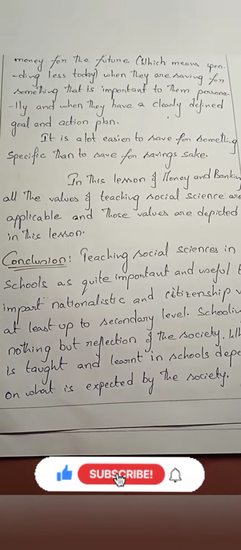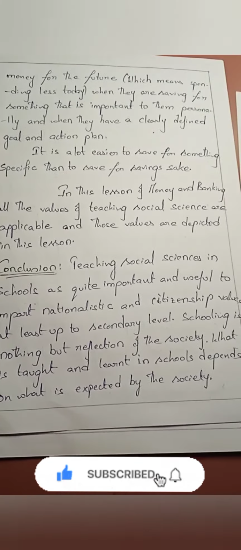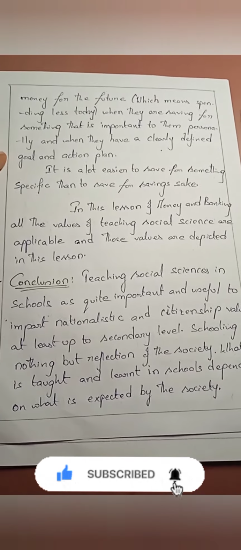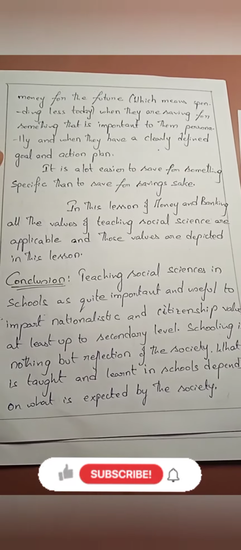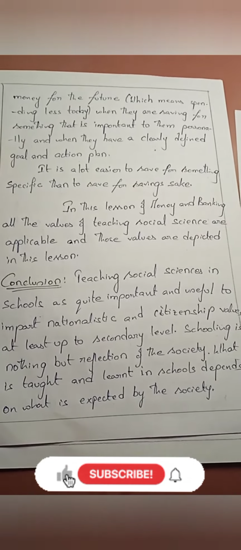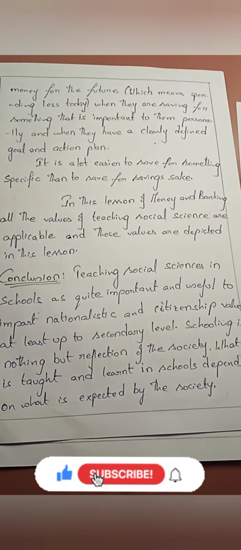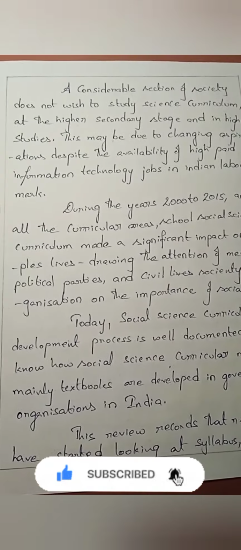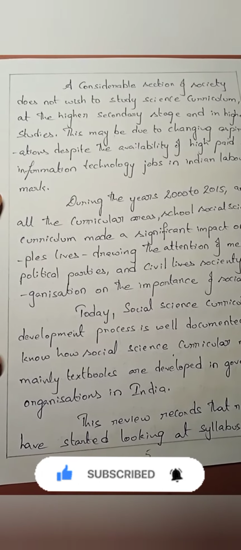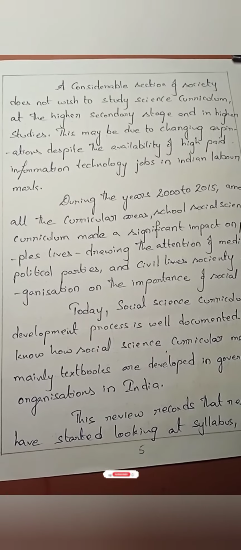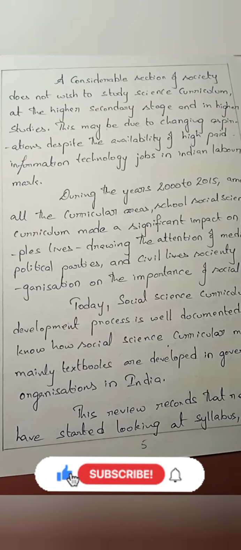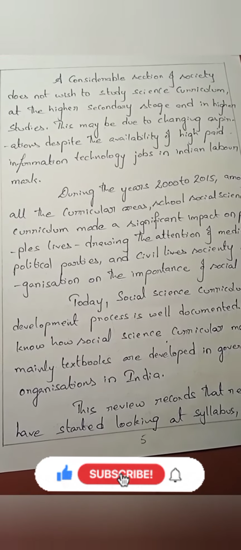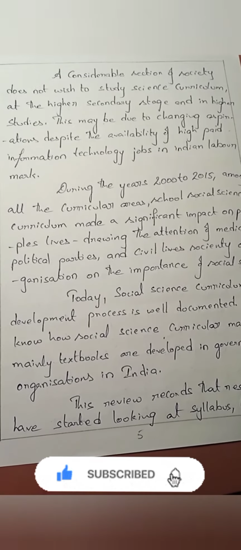Conclusion. Teaching social science in schools is quite important and useful to impart nationalistic and citizenship values at least up to secondary level. Schooling is nothing but a reflection of society. What is taught and learnt in schools depends on what is expected by society. A considerable section of society does not wish to study the science curriculum at the higher secondary stage and higher studies. This may be due to changing aspirations despite the availability of high-paid information technology jobs in the Indian labor market.